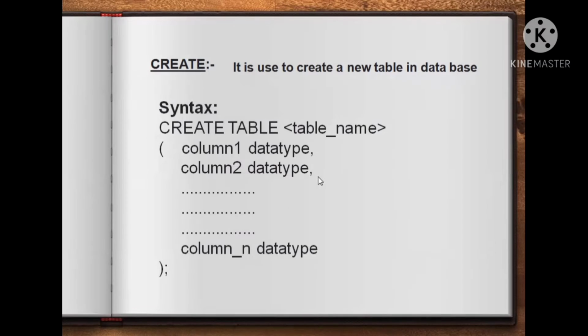Create. How to use create and what operations can we perform with create? It is used to create a new table in the database. That is the syntax: create table, table name, whatever name we want to give the table, then brackets, column name 1 data type, column name 2 data type, column name n data type, and a semicolon. This is the syntax for creating a table. We will see how to create it practically in the next video. The link is given in the description.